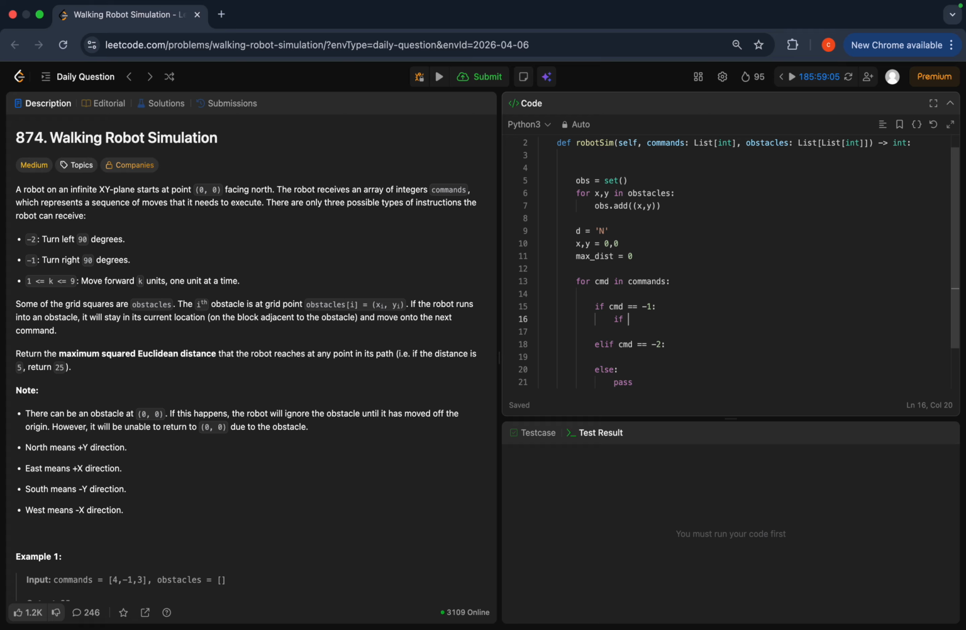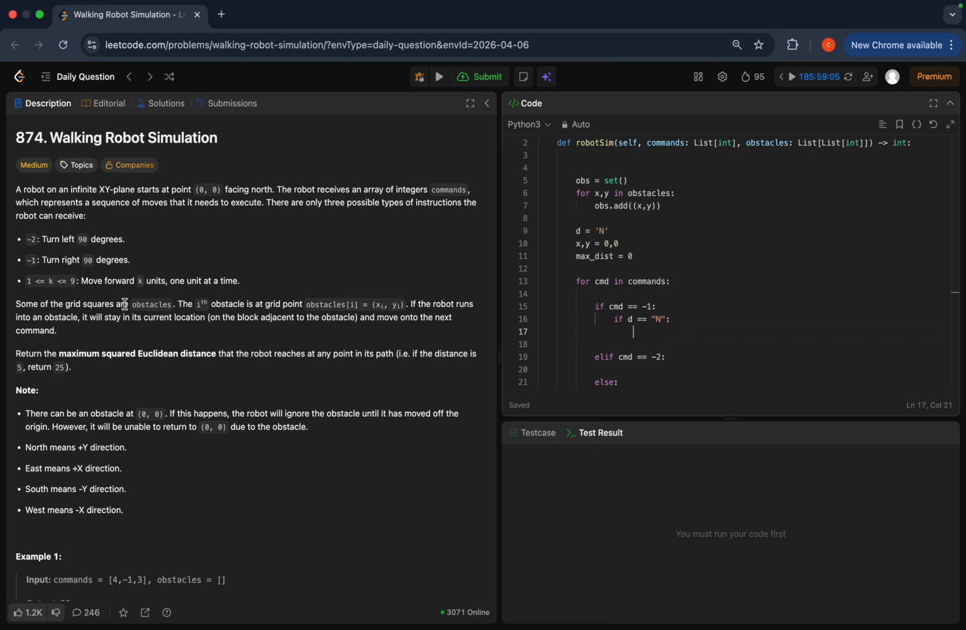So now if direction is equal to north, then what happens is you will have to update the new direction to be west, right? Because from north, if it is -1, we turn left 90 degrees. So this will be west.